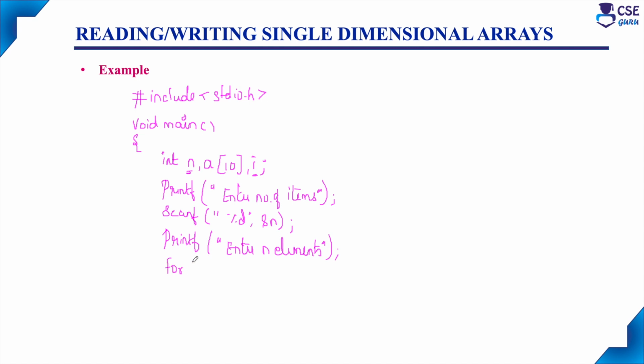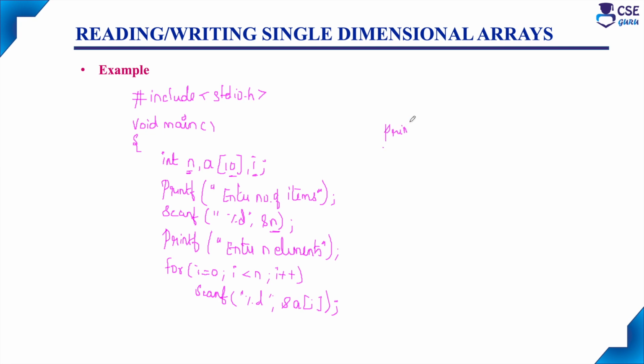Using the for loop we accept the input: i equal to 0, i less than n. So n represents the maximum size of the array, but here we have fixed the size as 10, so the n value must be within 10. Then i plus plus. Suppose we want to allocate more space, or we don't know the size of the array, then we have to declare an empty array. Then scanf %d ampersand a of i. This program will accept the array elements and display them.